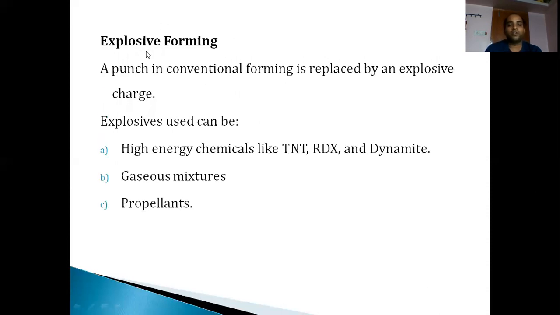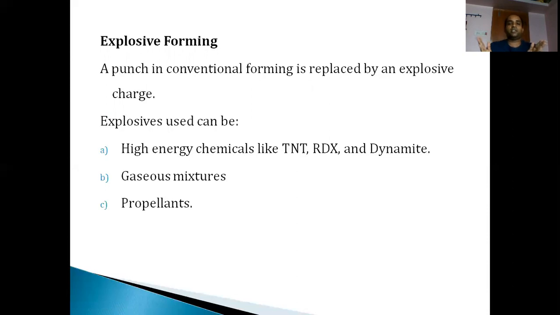So if you go for the discussion of the first topic, that is explosive forming, the name itself says there is some explosion done with the help of any explosive material such as TNT, that is trinitrotoluene, RDX, dynamites, or using some explosive gaseous mixtures or propellants, such that by a sudden explosion a large amount of energy can be developed.